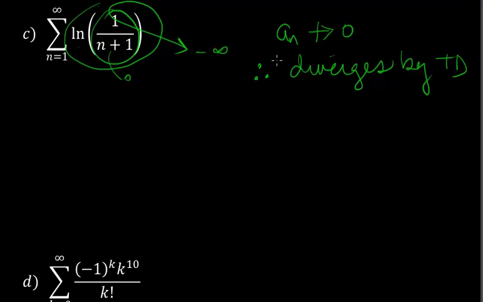I should put in, or you should, the sum of the natural log of 1 over n plus 1. The series diverges.